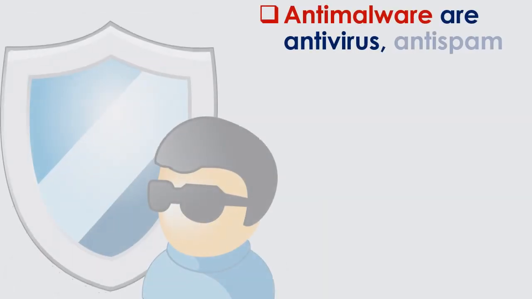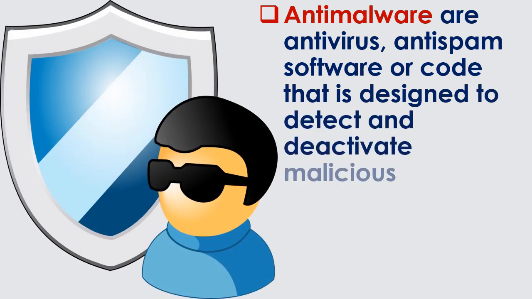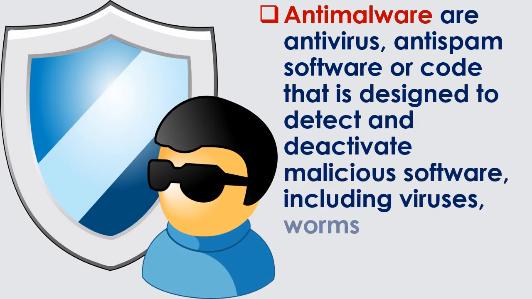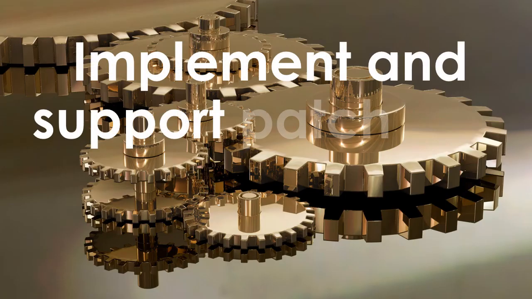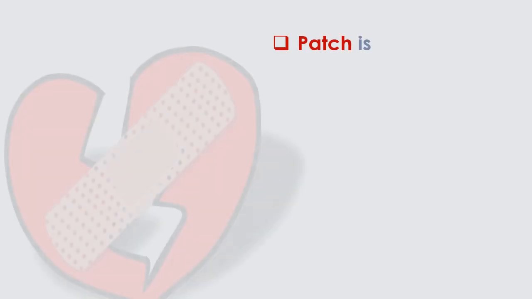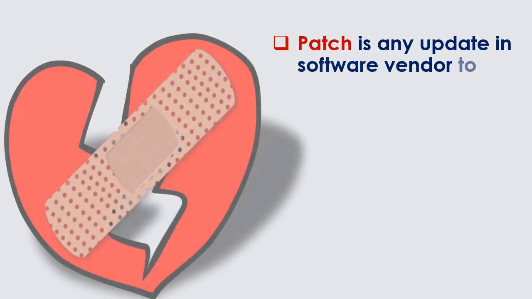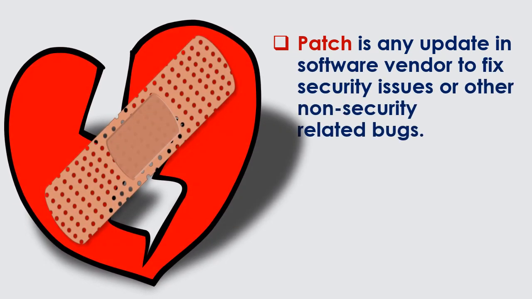Anti-malware are antivirus, anti-spam software, or code that is designed to detect and deactivate malicious software, including viruses, worms, and Trojan horses. Implement and support patch and vulnerability management. Patch is any update from a software vendor to fix security issues or other non-security related bugs.